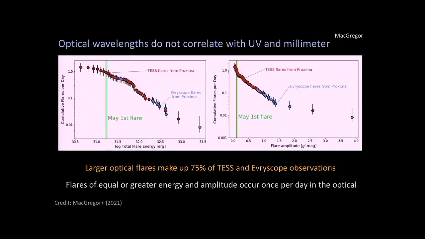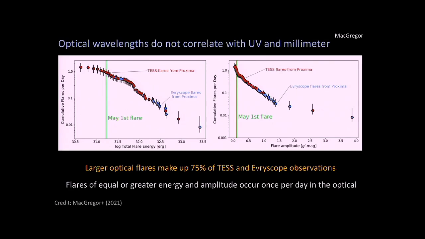Okay, so looking at the optical wavelengths again, these are what are called flare frequency distributions, where we actually plot the number of flares as a function of energy and amplitude here. These are all the flares that have been detected from Proxima using TESS and the EveryScope. These are much larger flares here, right? These are big flares. They occur very infrequently. These are small flares. And here is where this flare is that I just showed you with ALMA and Hubble.